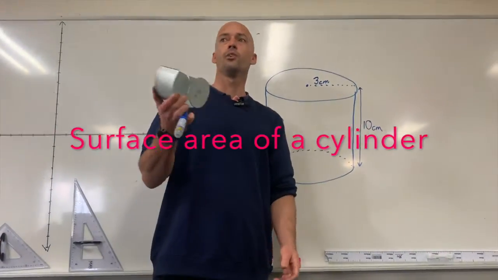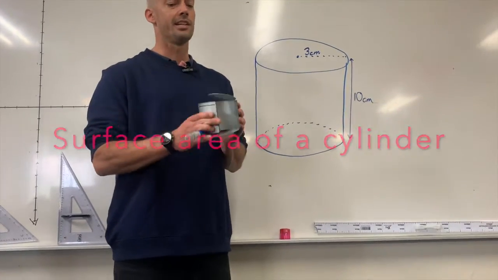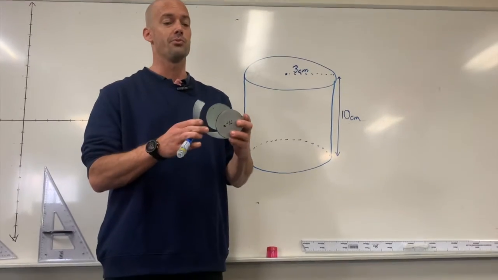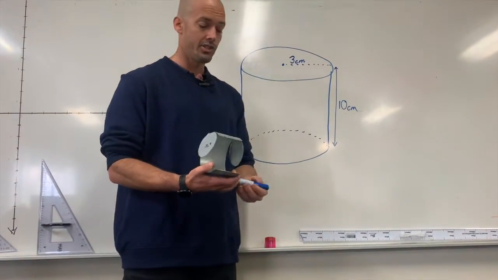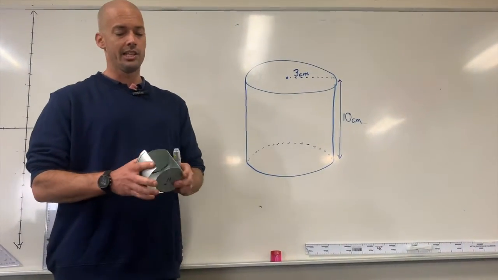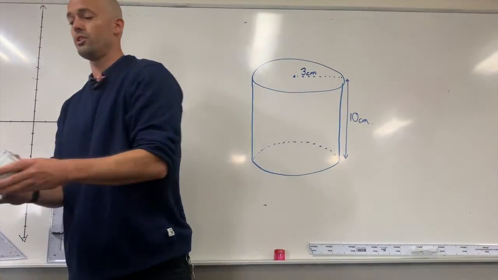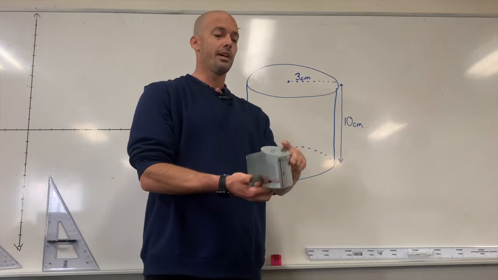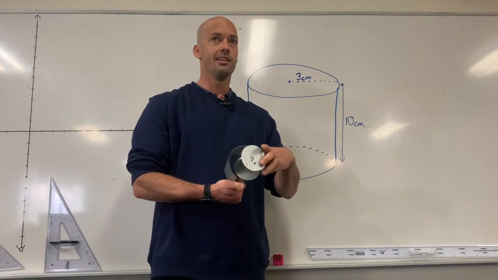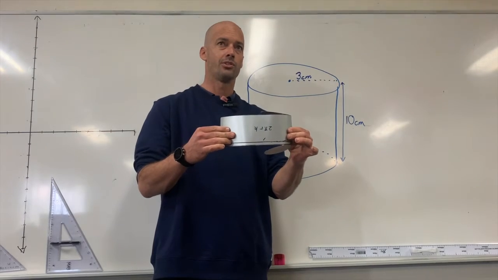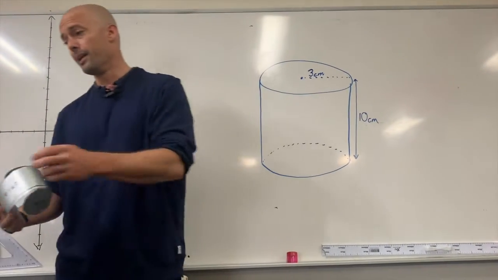Okay, today we are learning the surface area of a cylinder. So the surface area is the outside of a cylinder, not to be confused with the volume, which is the inside. So to start with, a cylinder is made up of three shapes. It is a circle at the bottom, a circle at the top, and then the bit that holds it together is actually a rectangle.